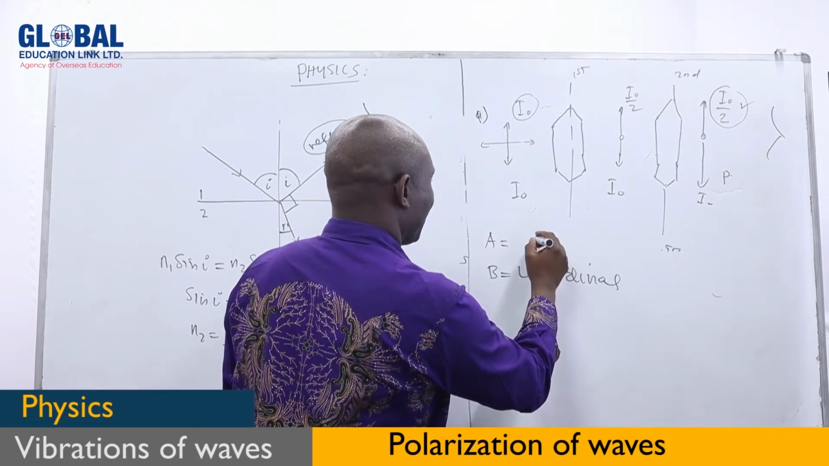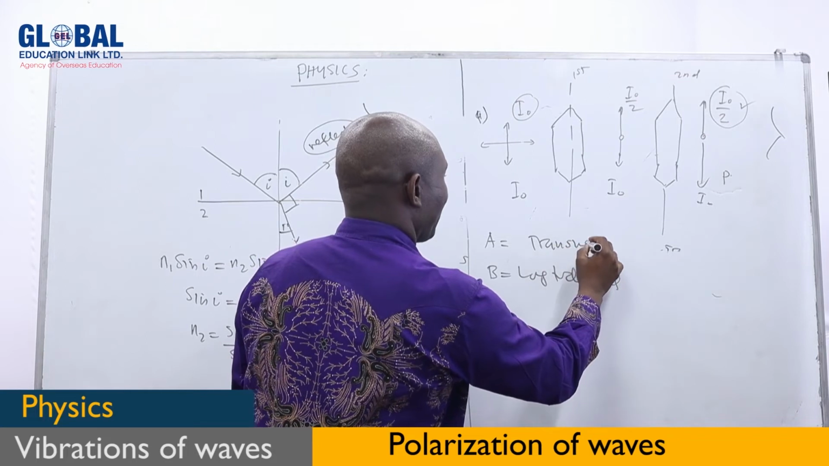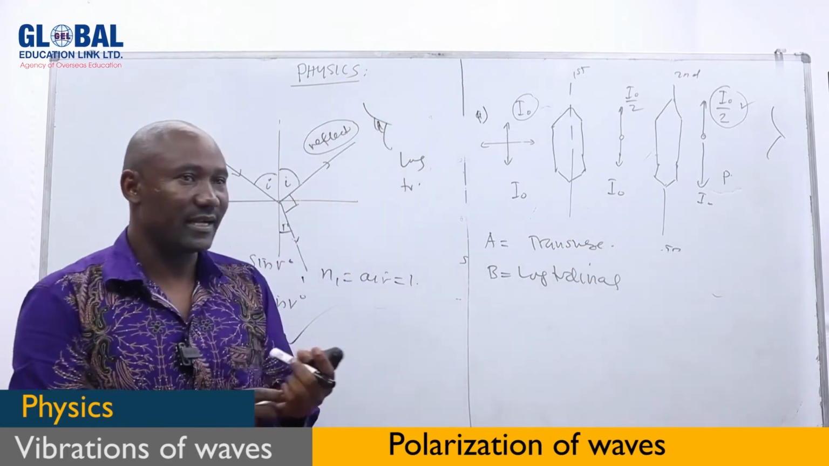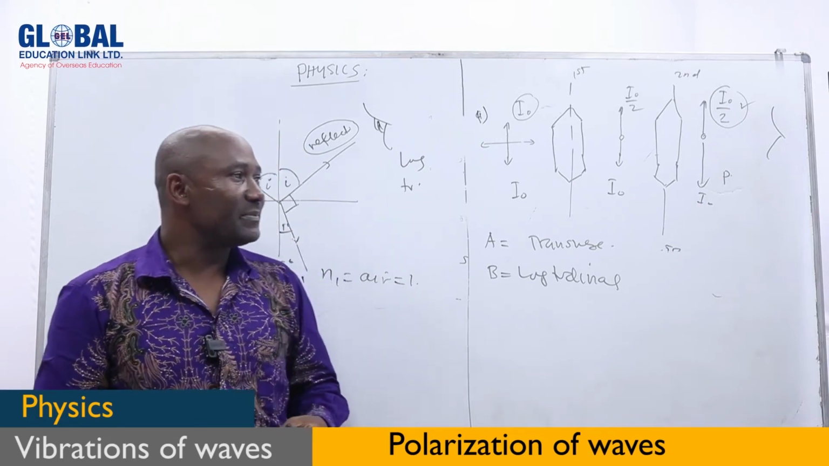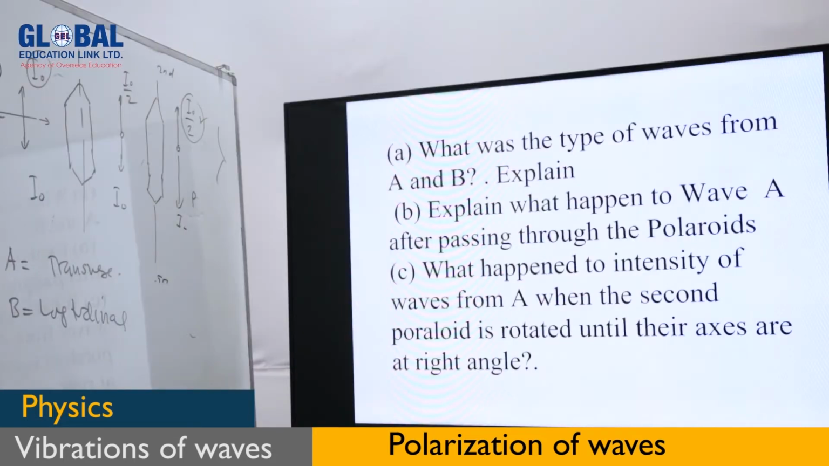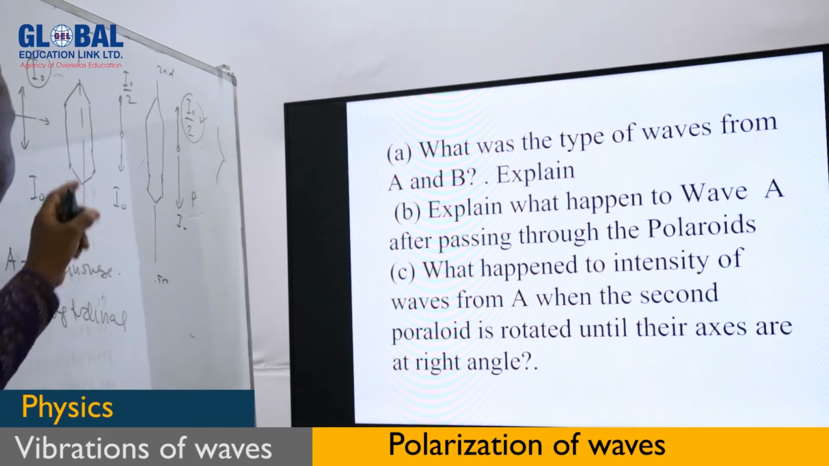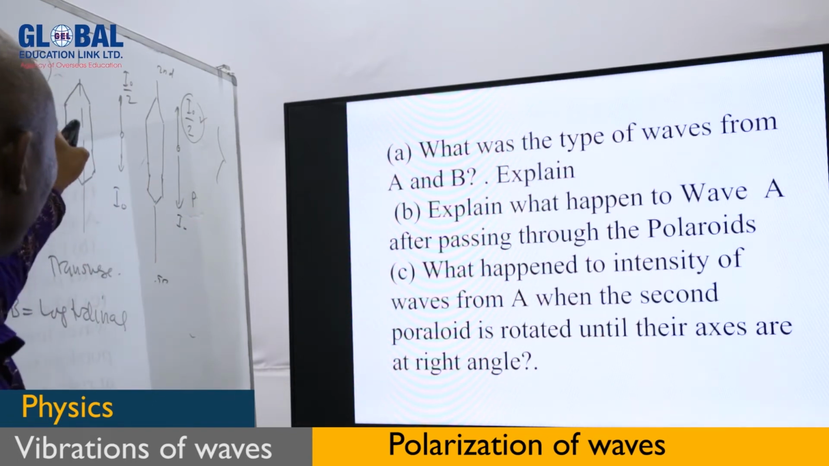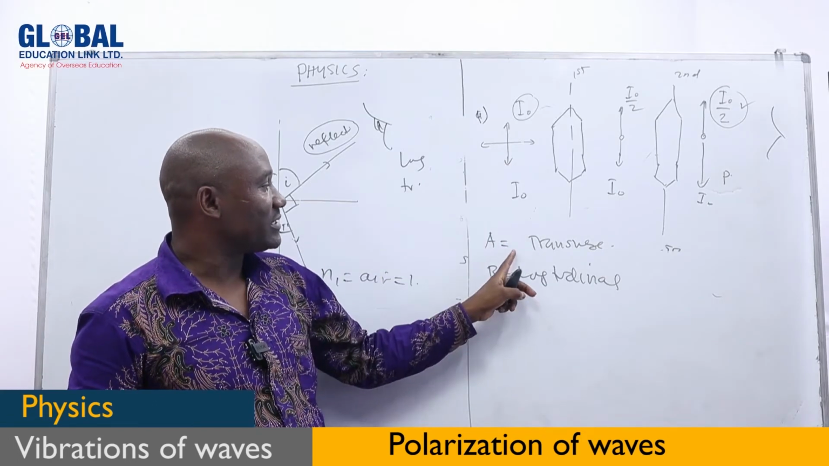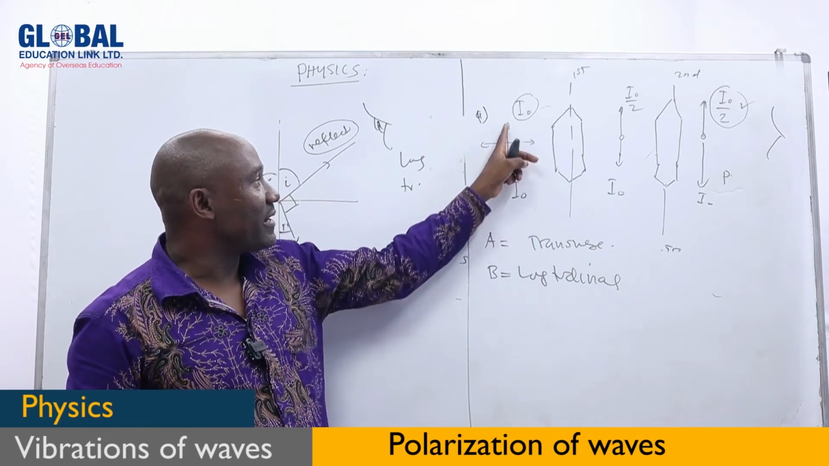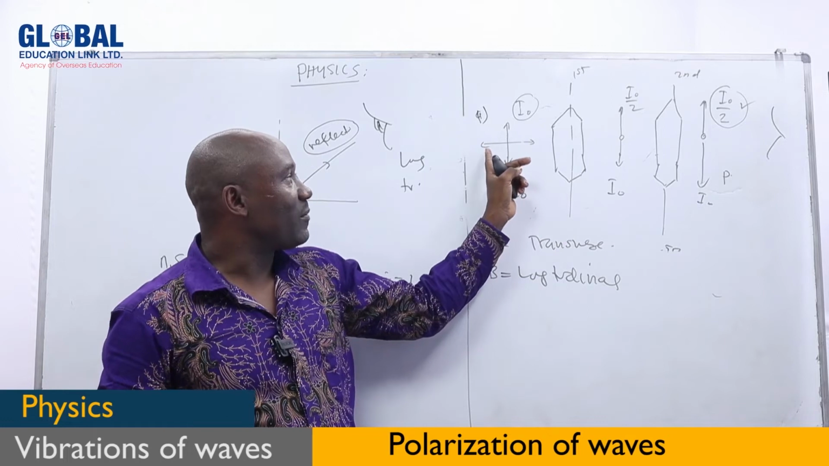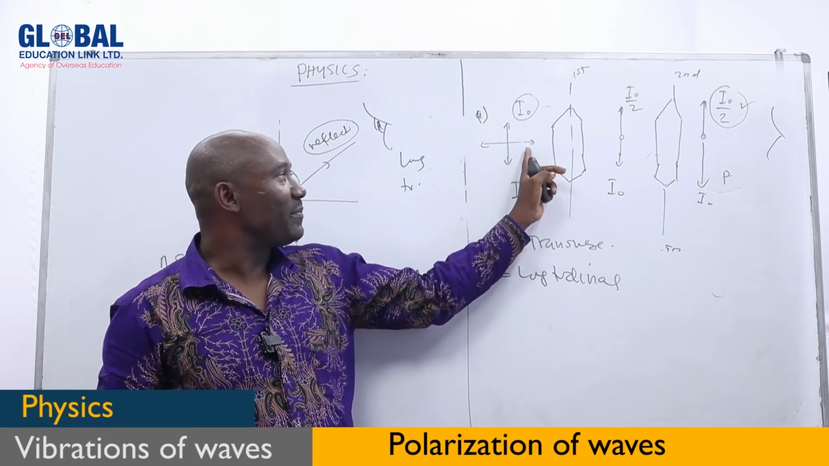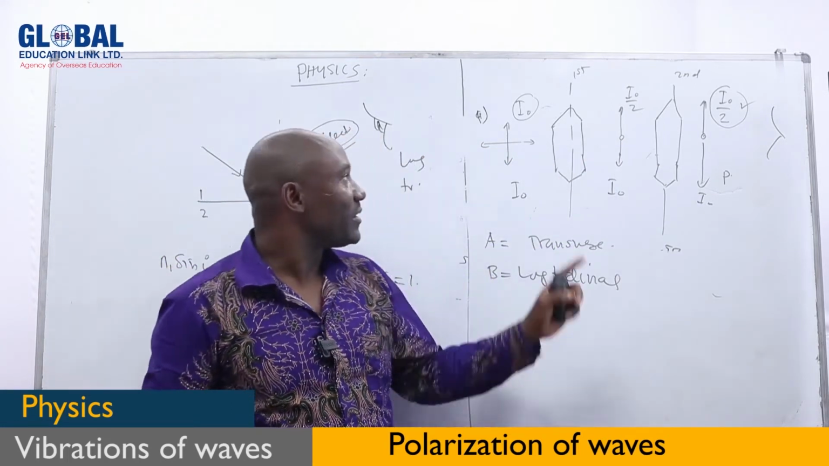And you should know the reason. We have seen before how these two waves are supposed to be distinguished. Part B, explain what happened to wave A after passing through the polarizer. After passing through the first polarizer, the component of A, which is transverse, which is parallel to the axis of transmission, will be allowed. But the component of the wave which is perpendicular to the axis of transmission will be blocked.